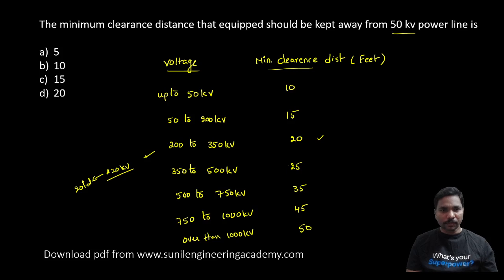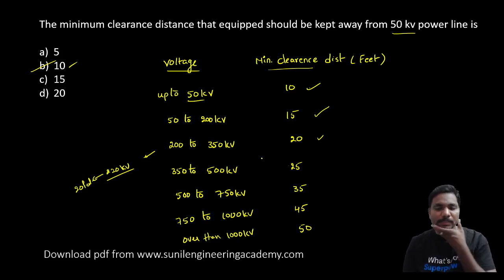So here, the minimum clearance to be kept away from 50 kilovolts: 50 to 200 is 15, and up to 50, 10 is given. So the answer is 10. For up to 50 kilovolts, we can go with a 10 feet distance. That is enough, so the answer is option B. All of you clear? A very simple thing, so try to remember the data.